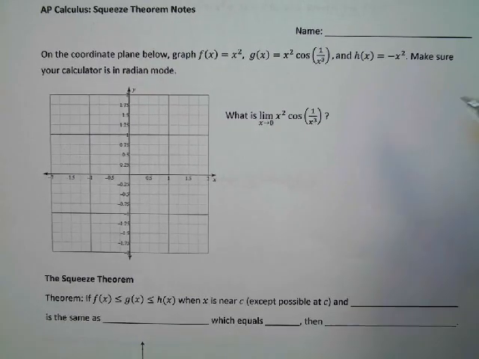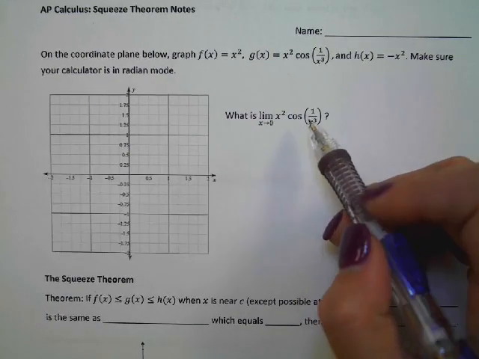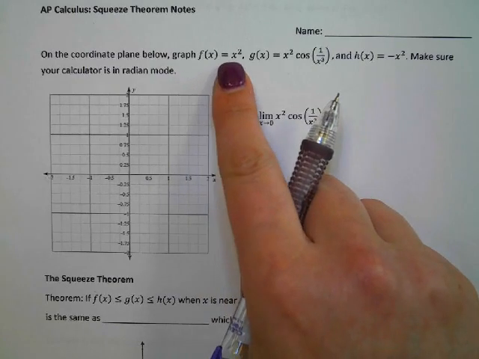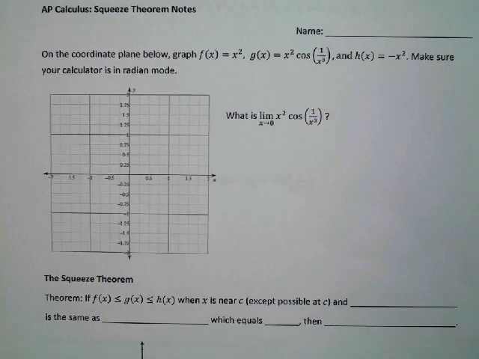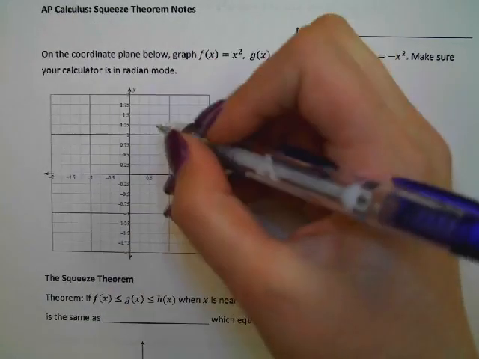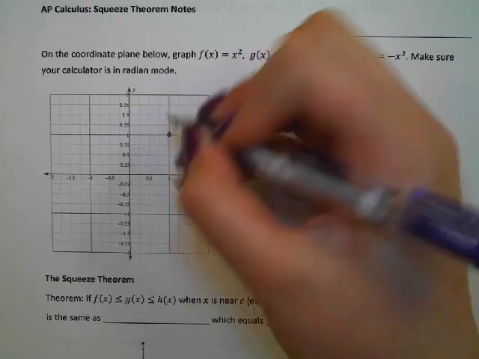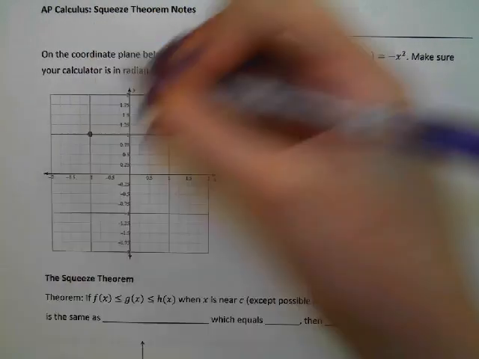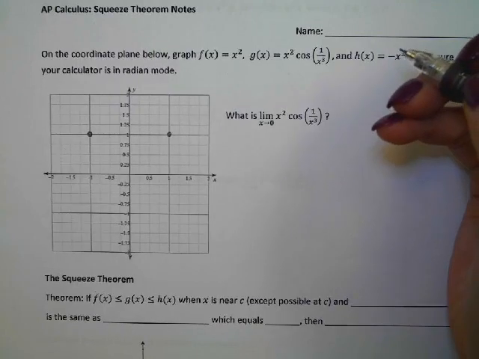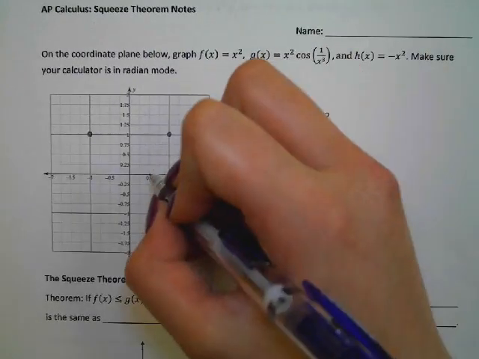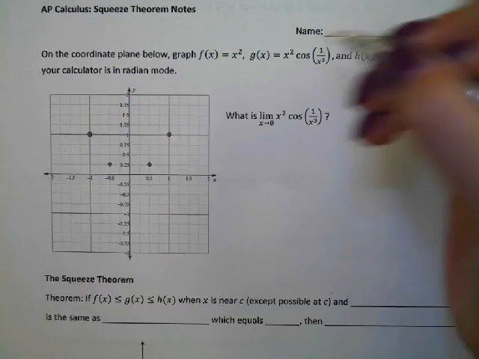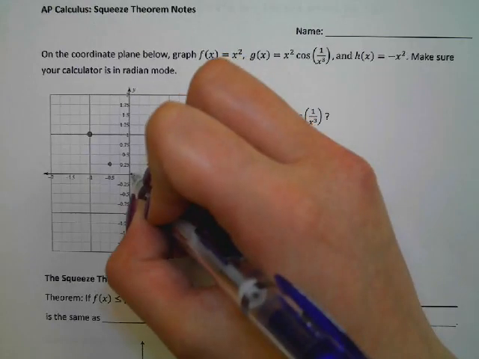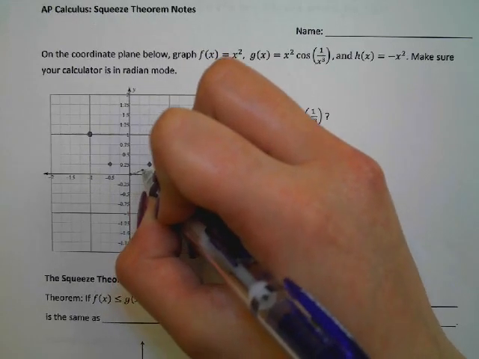So what we're going to go ahead and do is learn how to squeeze a function like this. On here it asks you to graph f of x, which is x squared, and h of x, which is negative x squared. We're going to graph those first because those are the easier ones. So I've got (1, 1) and (-1, 1). This is me graphing x squared. If I plug in 1/2, I'd get 0.25. So we'll go ahead and just draw a sketch of that.